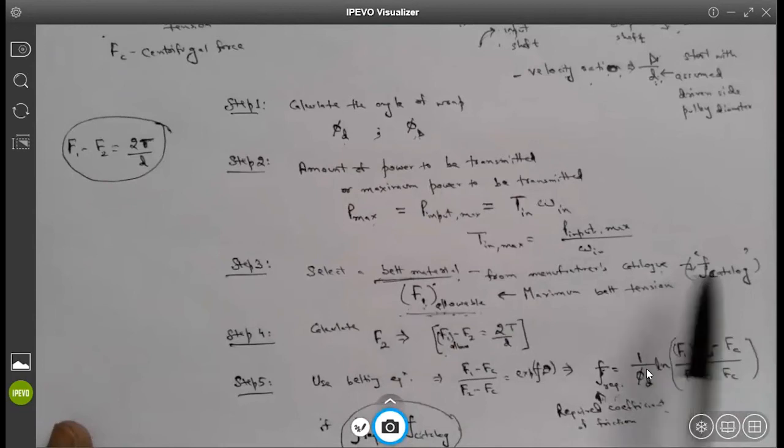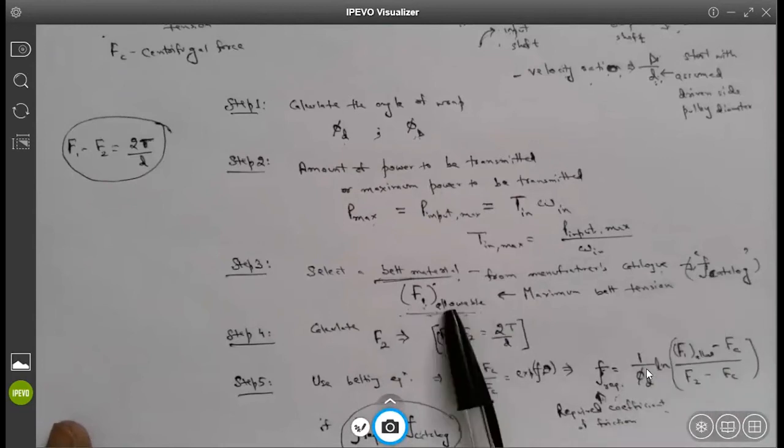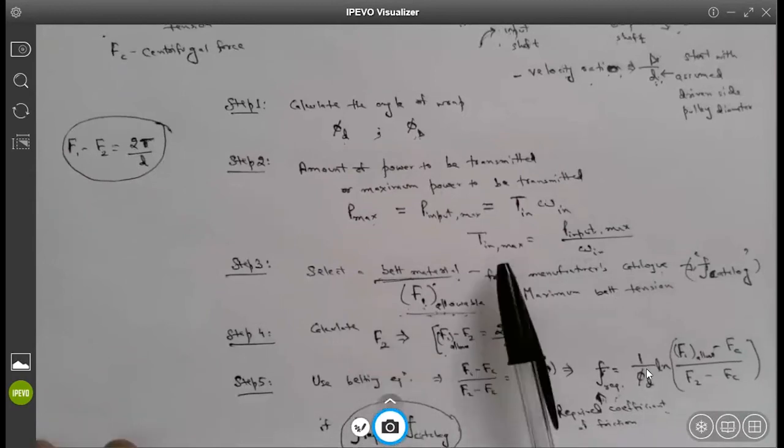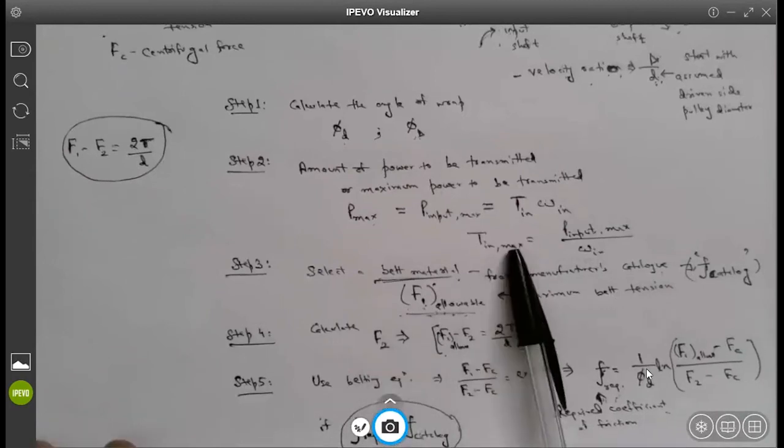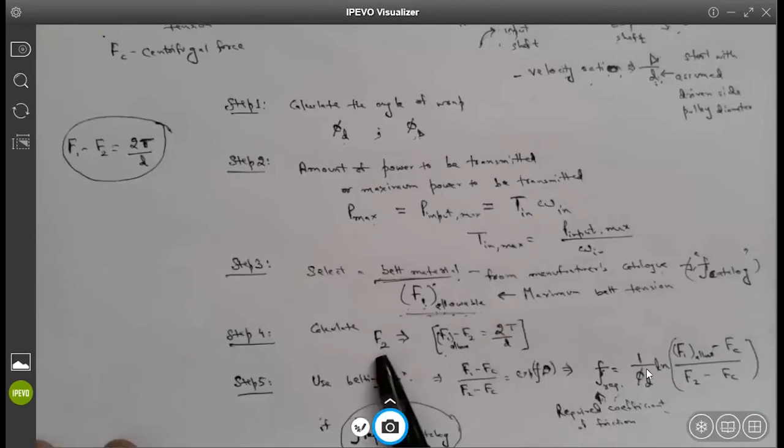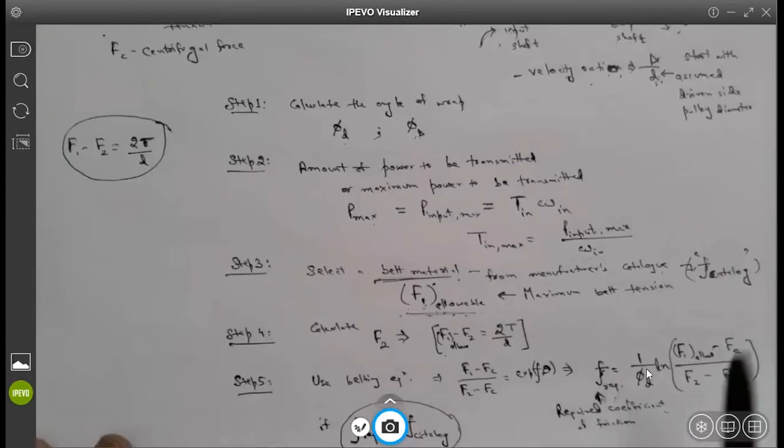You will work with one value here, F1 allowable, and you proceed to calculate what should be the loose side tension for the given torque input. For the given torque requirement from step number 2, you calculate the loose side tension using this relationship. Once you get F2, then use the belting equation to calculate the required coefficient of friction. Once you get that, then match it with the catalog value.